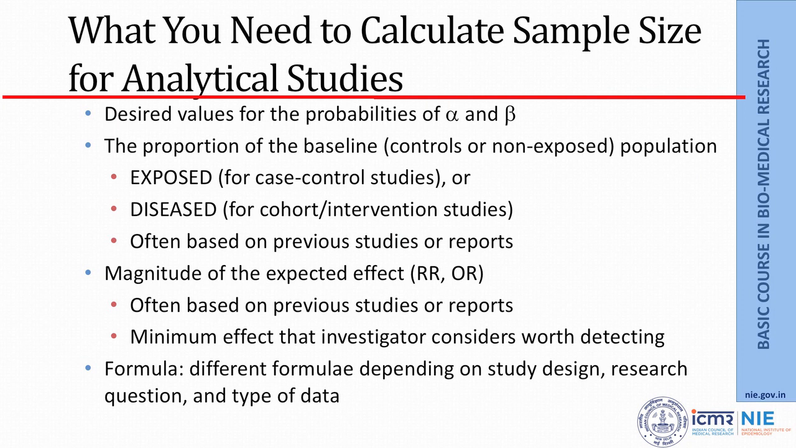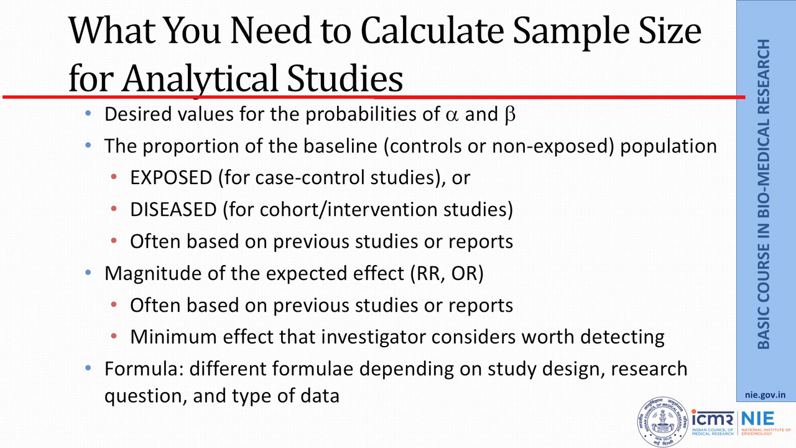Then, suppose in a similar scenario, we are going to do a case control study or a cohort study, how should you go about estimating the sample size? What you need is the desired values of the probabilities of alpha and beta, and the proportion of baseline, that is the control or non-exposed population, and in the case of case control studies, the proportion of exposed, or in the case of cohort studies, the proportion of disease.